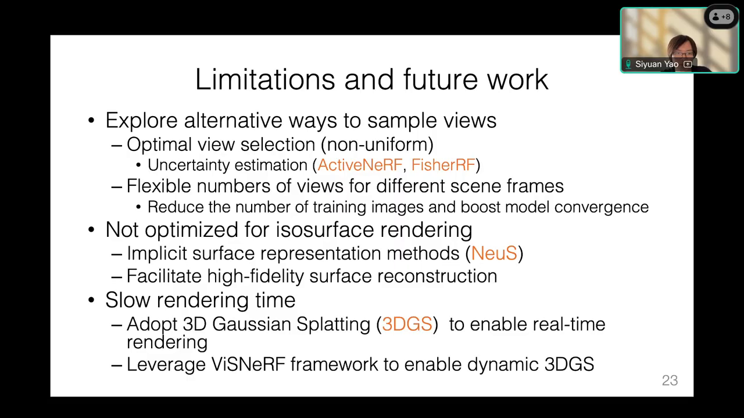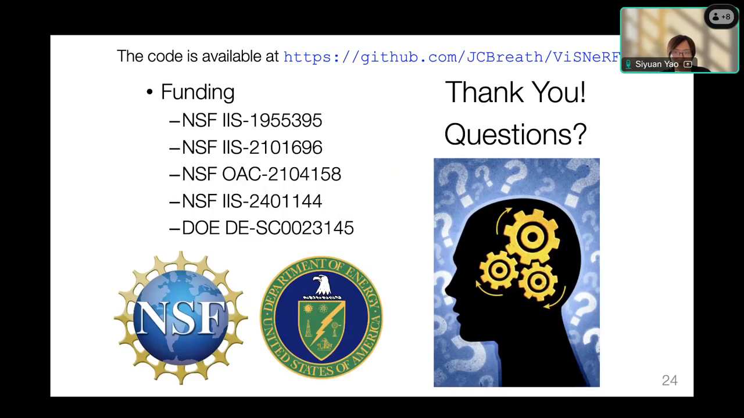And the last one is the slow rendering time. So in the future, we're considering combining 3D Gaussian splatting with the VisNerf framework to enable multi-dimensional dynamic scene generation in real time. So that's it for the presentation. Thank you.